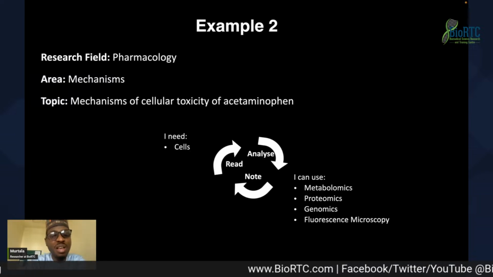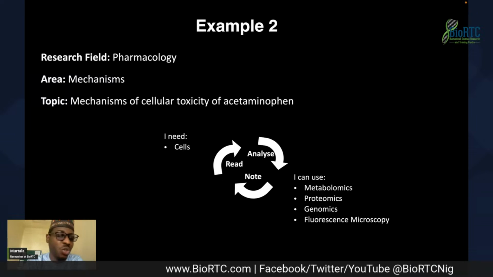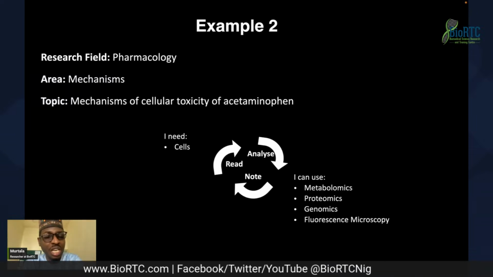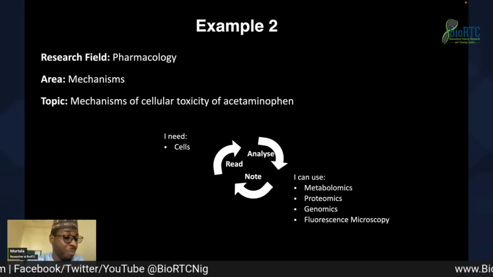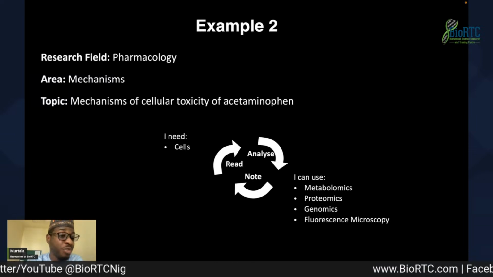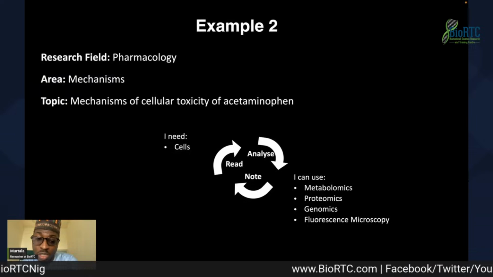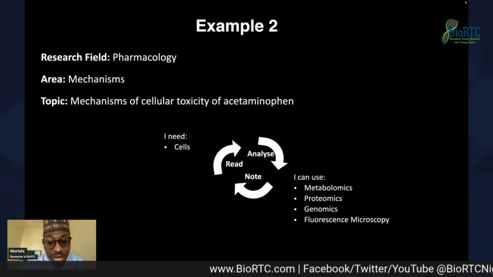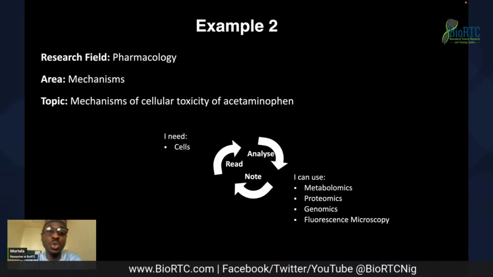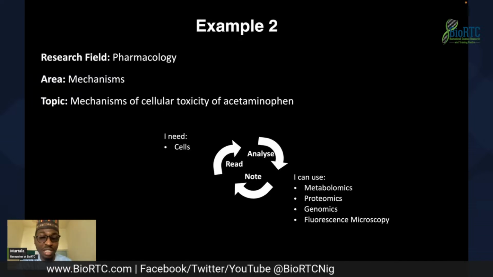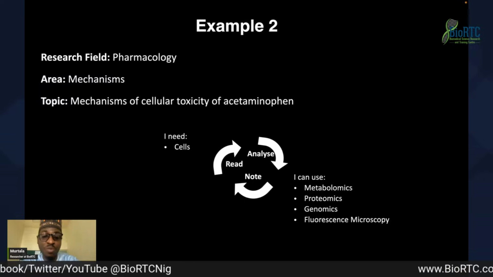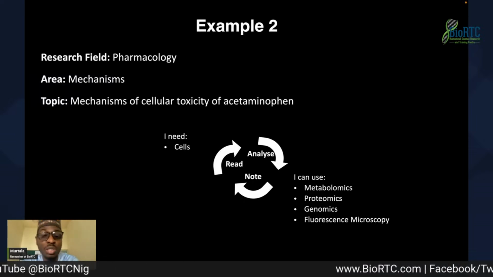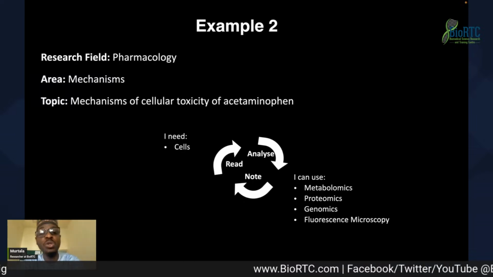So you want to know what are some of the mechanisms of cellular toxicity of the drug. You may ask yourself during your reading, analysis and note-taking, that I need cells. You may have seen that some people have used animals, but you can also use cells. Sometimes if you can use cell lines, then you don't need to use animals because of what I mentioned about the 3 R's: reduce, refine, and replace, of animal welfare. So if you can use cells, there's no point in using a whole animal. So I can use cells to do that.